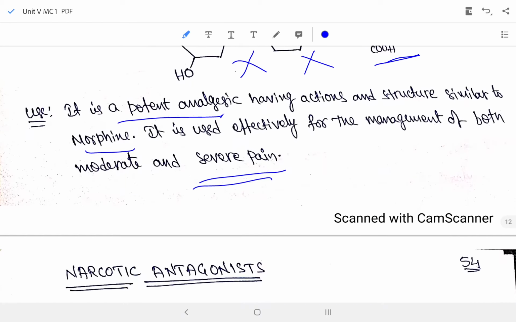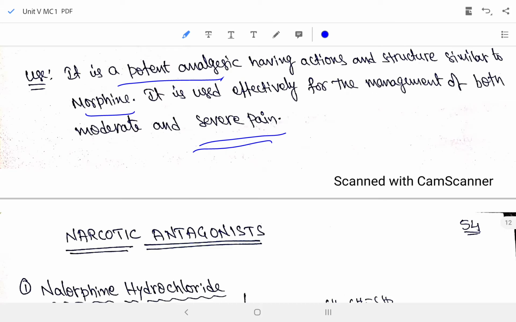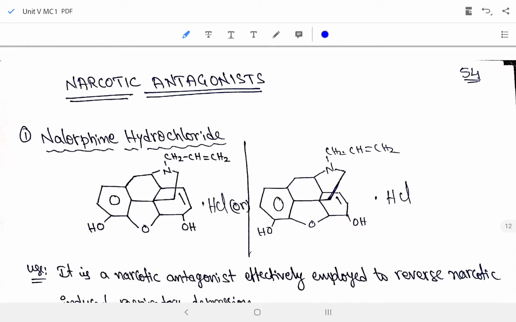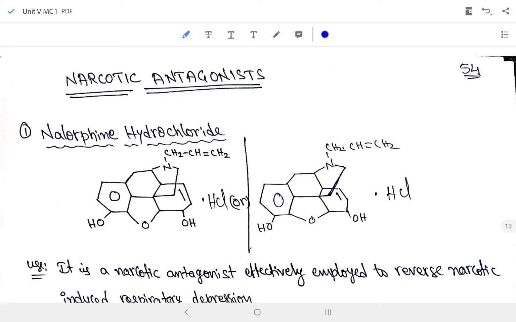With this we have completed narcotic analgesics. Now we need to see the narcotic antagonists. When narcotic analgesics are taken in excess dose, there will be severe side effects. There could be CNS depression, respiratory depression, coma, and it could lead to death. In such cases, you need to use narcotic antagonists. We have three such narcotic antagonists: one is nalorphine, the other is naloxone, and levallorphan. Levorphanol we saw its structure.